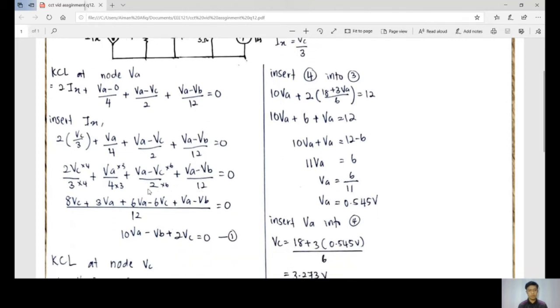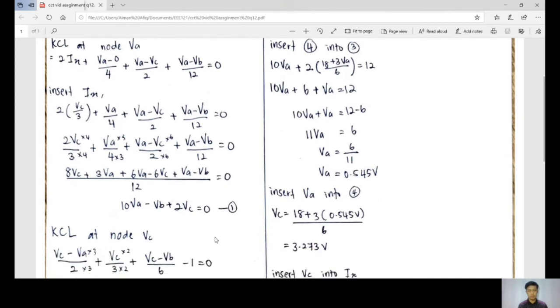And then we make the denominators the same value. So 2VC over 3 times 4, plus VA over 4 times 3, plus (VA minus VC) over 2 times 6, and then we get 8VC plus 3VA plus 6VA minus 6VC plus VA minus VB, over 12. The 12 we move to the right side, and we get 0 as well.